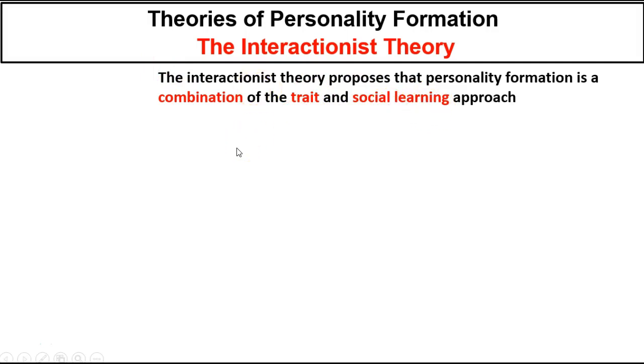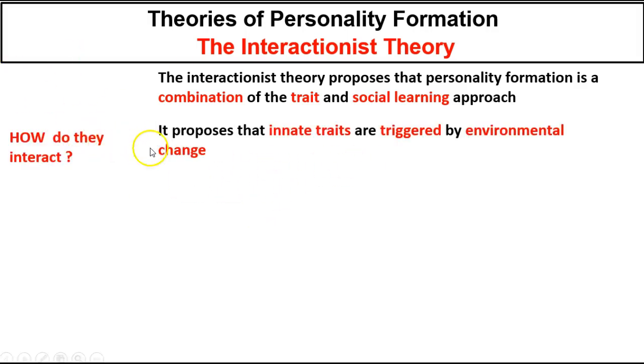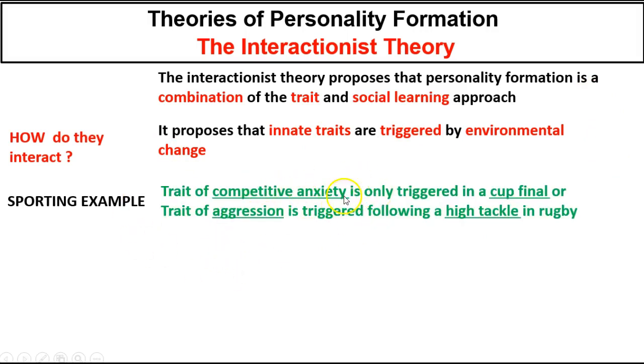Now what we need to do is make sure we have a specific understanding of what that means. What we're looking at here is combining the innate trait and the environment that the innate trait is in. So, how do they interact? Well, it proposes that innate traits, for example aggression, are only triggered when there is an environmental change. So what does that mean? For example, it could be the trait of competitive anxiety. The fear of failure, for example, is only triggered in a cup final.